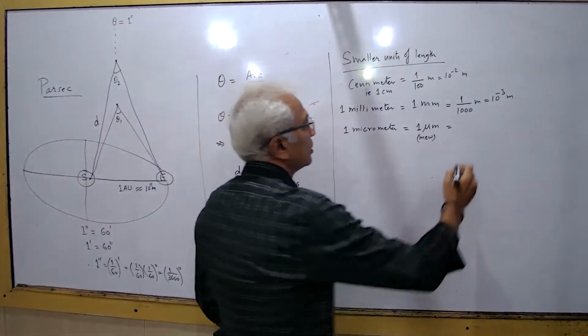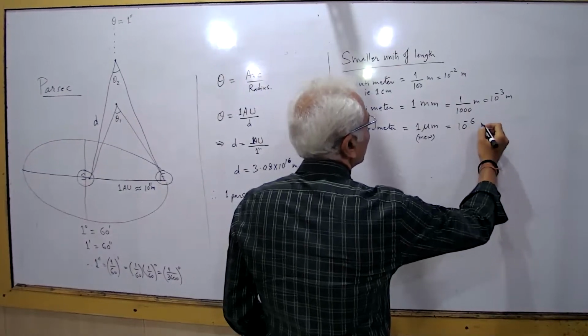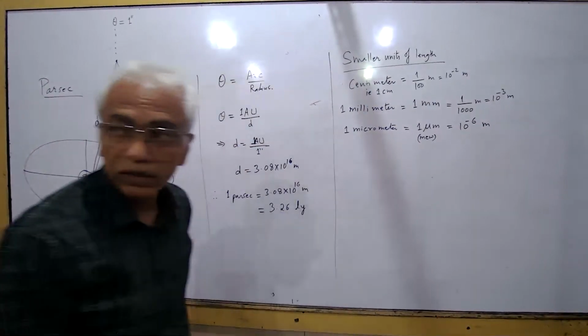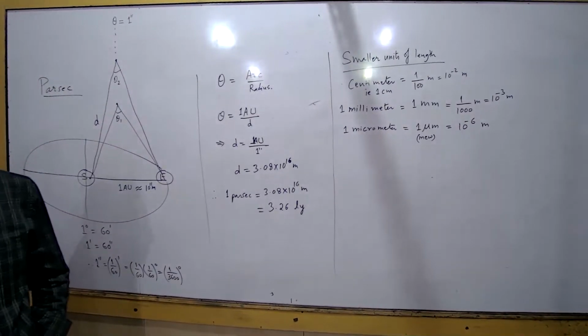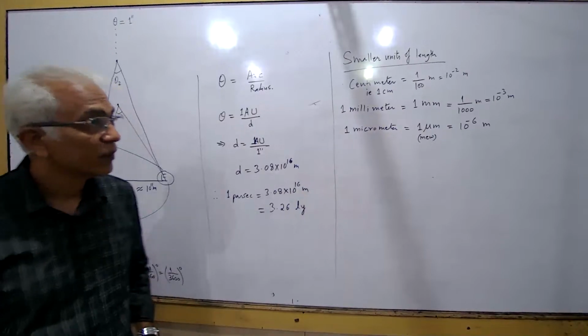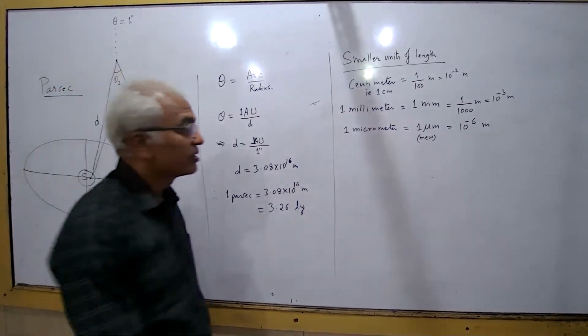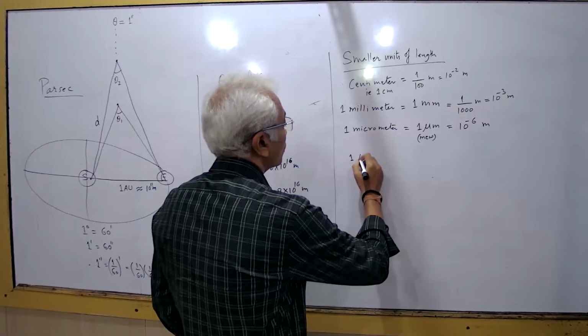And what is it? It is 1 millionth part of a meter, 1 by 10 lakh. So when you divide 1 meter into 10 lakh parts, one part is a micrometer. So a very small length. You have even smaller lengths than this, which is 1 angstrom.